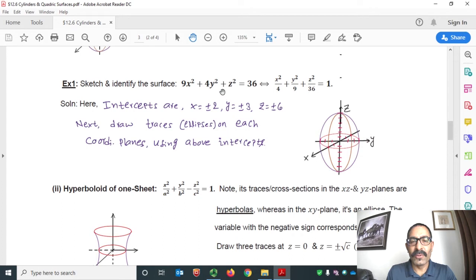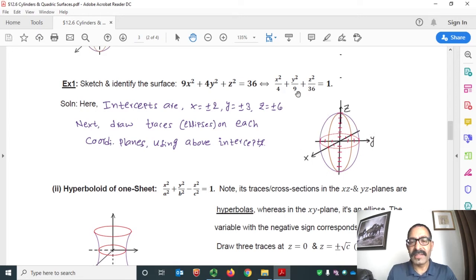Similarly, in the YZ plane, put x equals 0. So it's another ellipse with y-intercepts plus minus 3 and z-intercepts plus minus 6. So it's this outer ellipse.